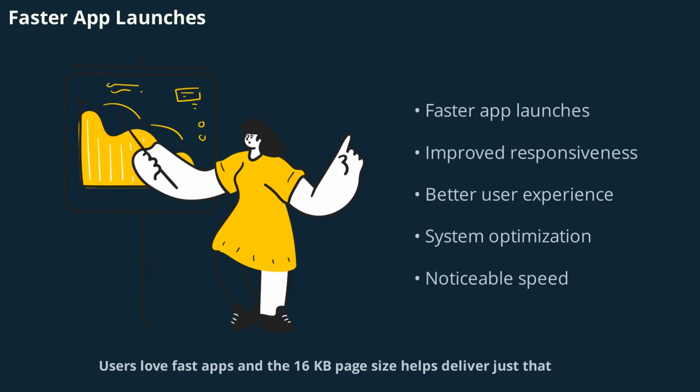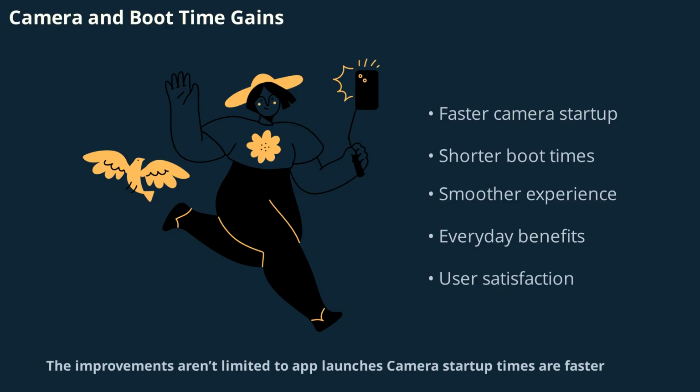Users love fast apps, and the 16 KB page size helps deliver just that. With fewer pages to manage, the system can launch apps more quickly. Even a few percentage points of improvement can make a big difference in how users perceive your app's speed and responsiveness. The improvements aren't limited to app launches.